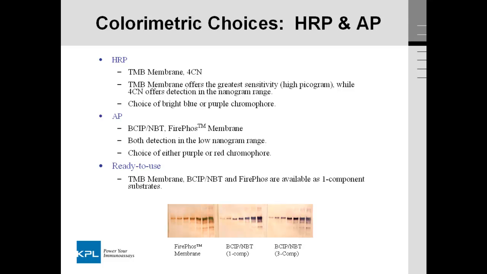KPL offers a wide variety of choices of substrate for HRP and AP colorimetric detection. Our TMB membrane is going to offer the greatest sensitivity in colorimetric detection, high picogram, while 4CN offers detection in the nanogram range. For AP, we have BCIP-NBT and FirePhos membrane. Both will give detection in the lower nanogram range. Many of these substrates are ready to use and would be perfect for automation, including TMB membrane, BCIP-NBT, and FirePhos.